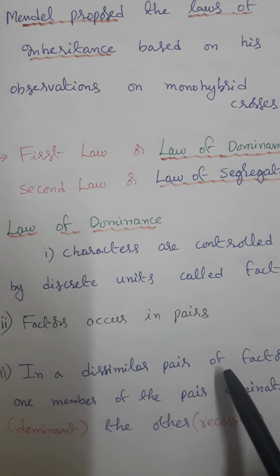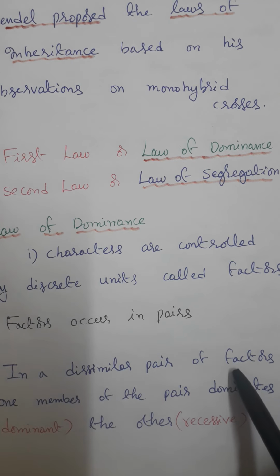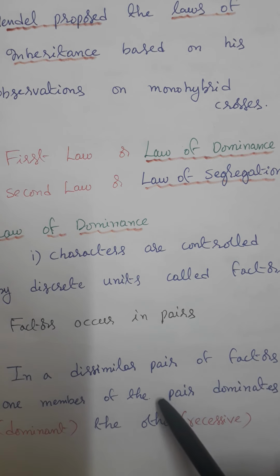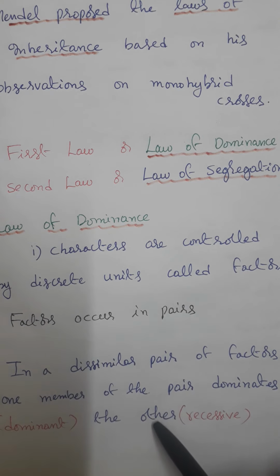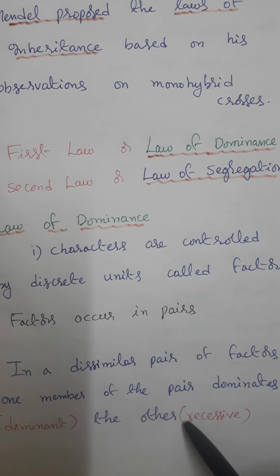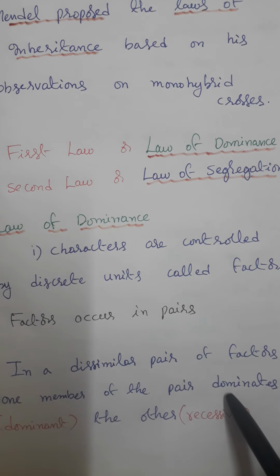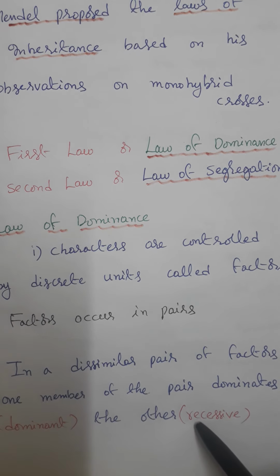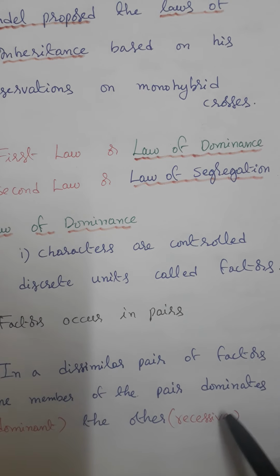In a dissimilar pair of factors, for example, capital T and small t, one member of the pair dominates the other. Capital T, small t is a dissimilar pair of factors. One member of the pair is dominant, so capital T dominates over the small t. The tall character dominates over the dwarf character.